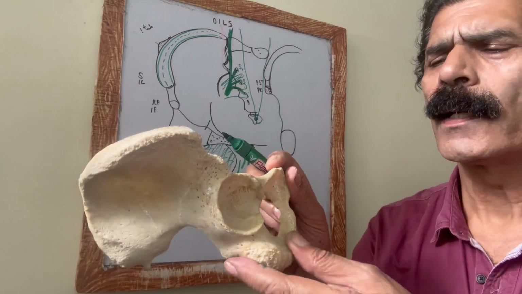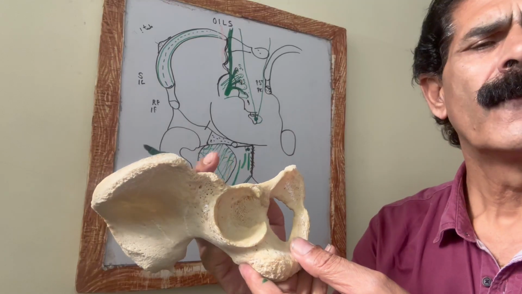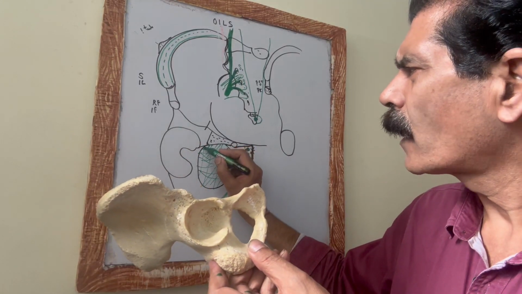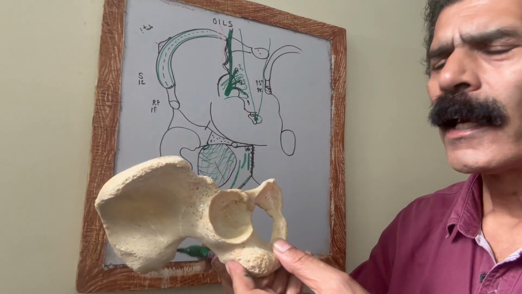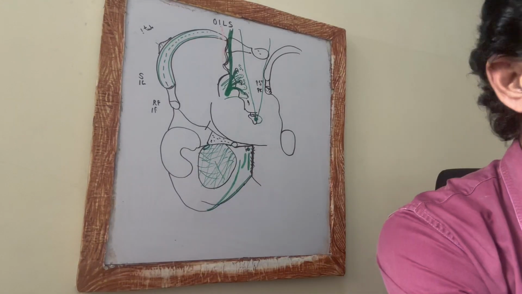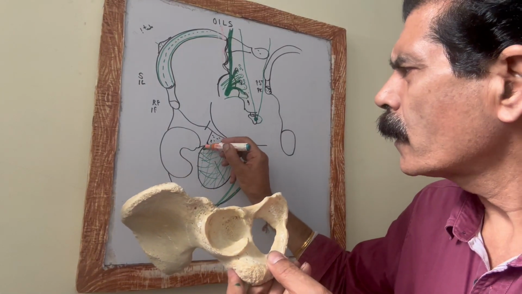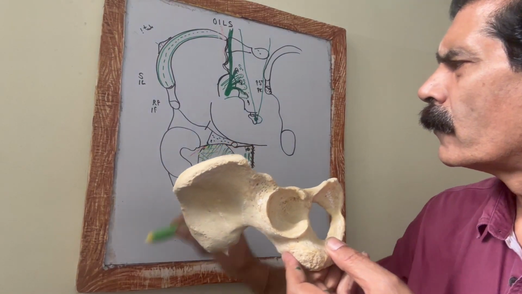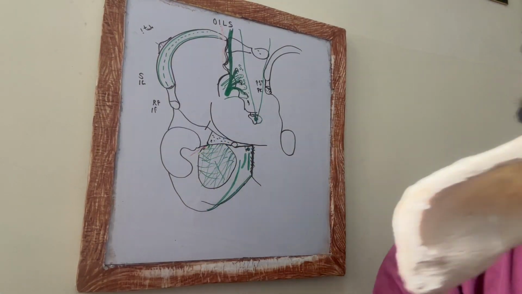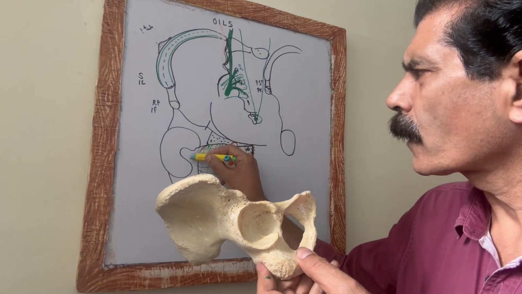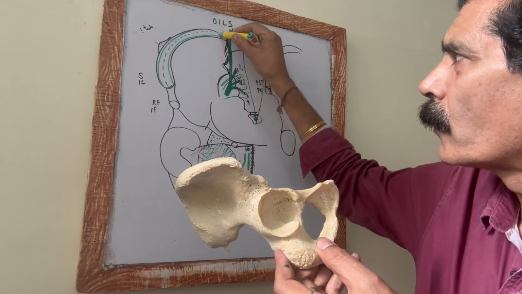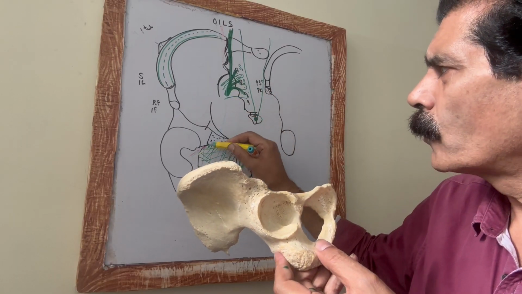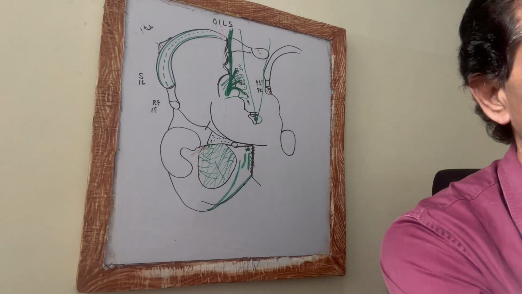This is called the obturator groove, and the gap which is left is called the obturator canal. Through this obturator canal pass the obturator artery, obturator nerve, and obturator vein. So three structures: obturator artery, vein, and nerve pass through the obturator canal. The obturator nerve then passes through the obturator canal to reach the front of the thigh.